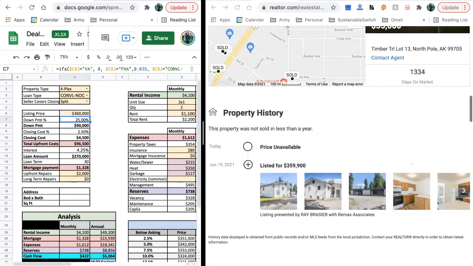And then split closing costs. So I have that right here. Seller covers closing costs, so it takes that 2.5%. And then in here, it just divides that by 2. So it should be 9,000, and it divides that by 2 because you're splitting the closing costs.